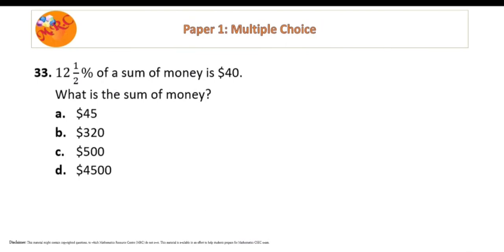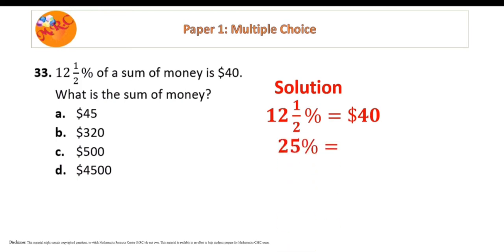12 and a half percent of a sum of money is $40. What is the sum of money? So if 12 and a half percent of the sum of money is $40, let's see what double that would give. If 12 and a half percent is 40, then if I double 12 and a half, I would get 25%.